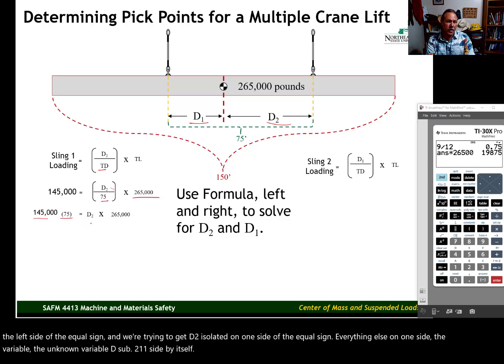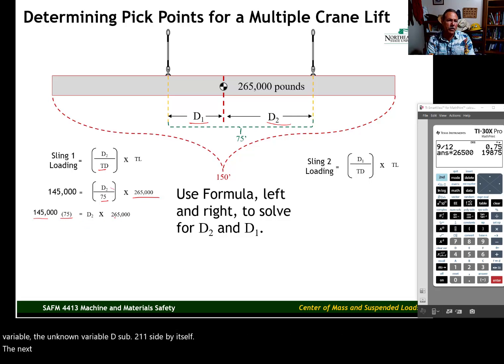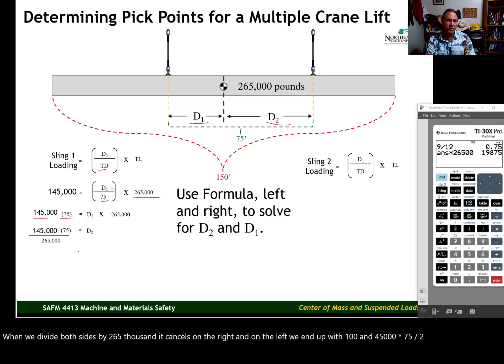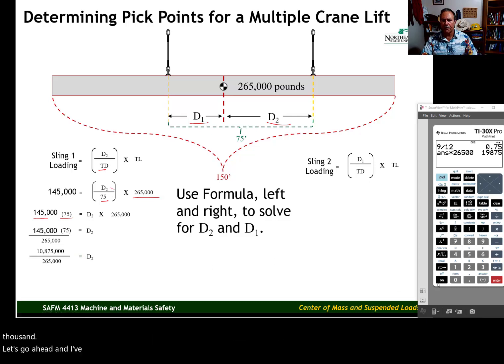The next iteration is to divide both sides by 265,000 pounds. When we divide both sides by 265,000, it cancels on the right, and on the left we end up with 145,000 multiplied by 75 divided by 265,000. Let's go ahead and I've got the 10,875,000 in there. Let me go ahead and check the math.